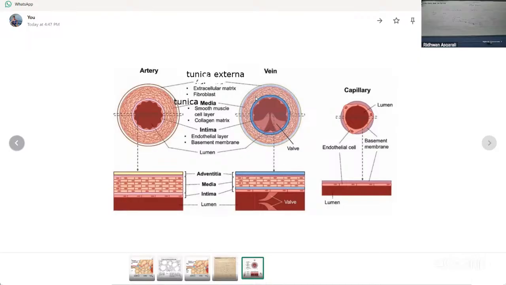Okay. Another thing too: how would you compare the lumen in the artery compared to the vein? Which one has a bigger lumen? The vein. Now, how does that help the vein, and how does it help the artery to have a smaller lumen? So why is the small lumen of the artery advantageous?